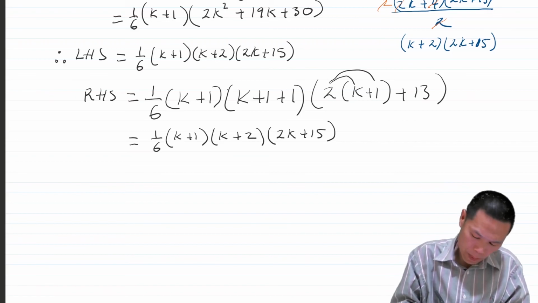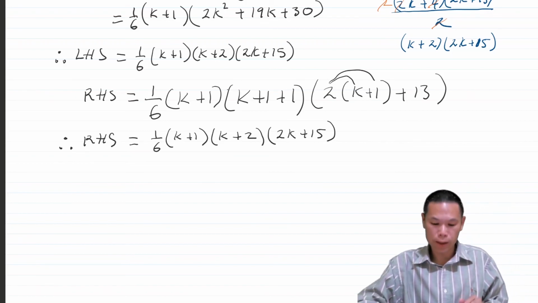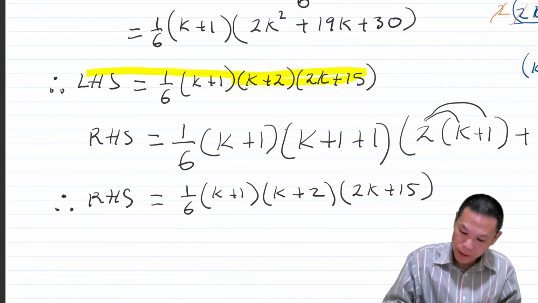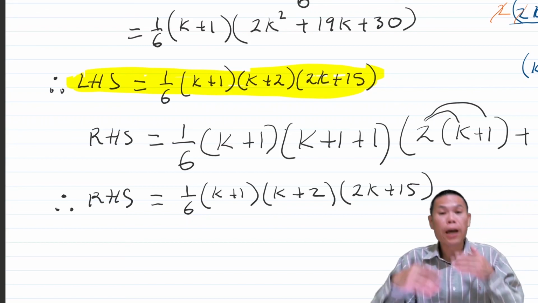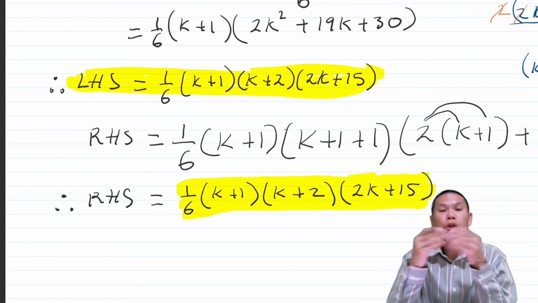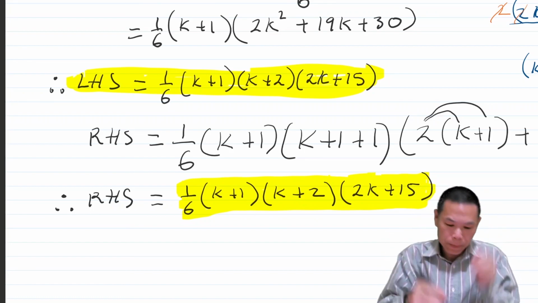So therefore, right hand side is equal to this. So let's see. So we have left hand side is this, and right hand side is the same. There you go. So that means it is true for n equal k plus 1.